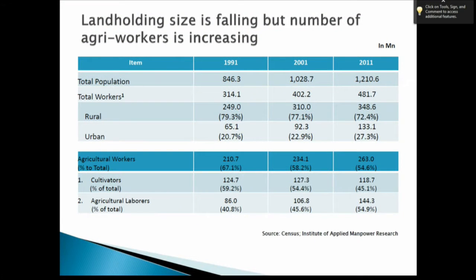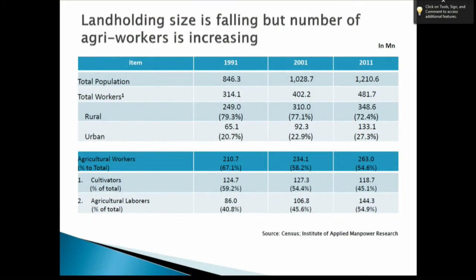Now, the workers, if we look at the rural and urban split, is basically 72 and 27.3. So while 72% of our workers live in rural areas, 68% of our people live in rural areas. So the population split at the moment is 68-32, while the workers split is 72-27. Now, if we look at agricultural workers, census gives us a number of 263 million people in agriculture in 2011 as total workers. So as a percentage of total workers, it's about 55%.